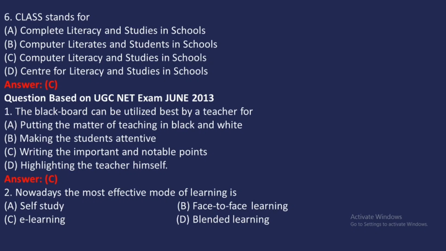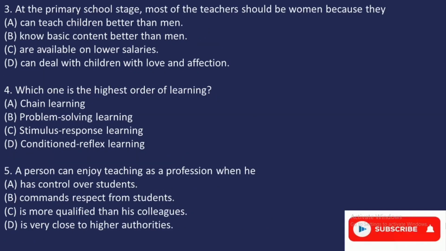Nowadays, the most effective mode of learning is self-study, face-to-face learning, e-learning, blended learning. Here, the right one is e-learning, that is electronic learning. Option C is the right one. At the primary school stage, most of the teachers should be women because they can teach children better than men, have better content knowledge than men, are available on lower salaries, can deal with children with love and affection. Here the right one is option D, that is deal with children with love and affection.